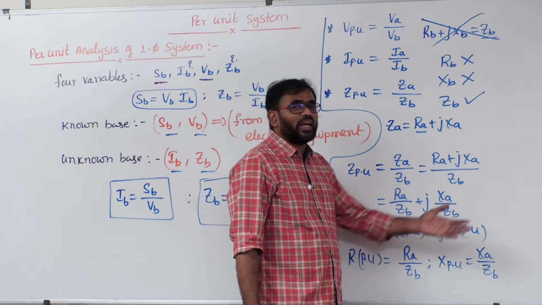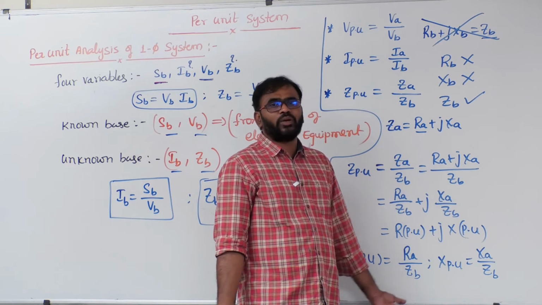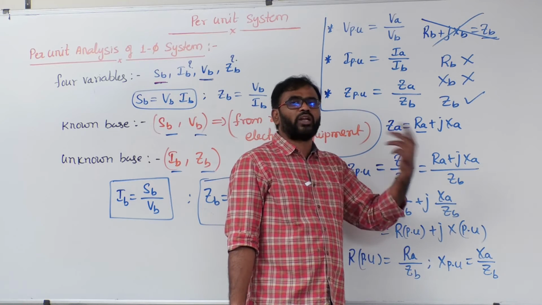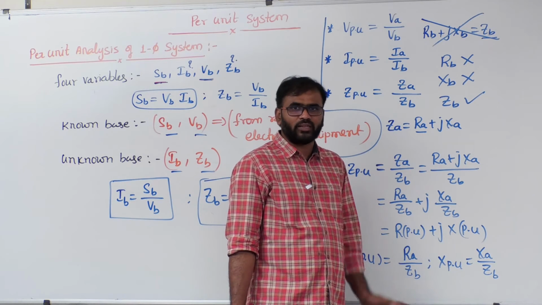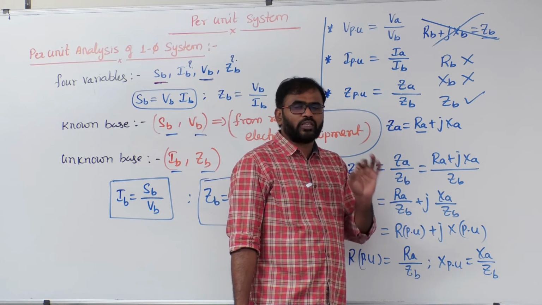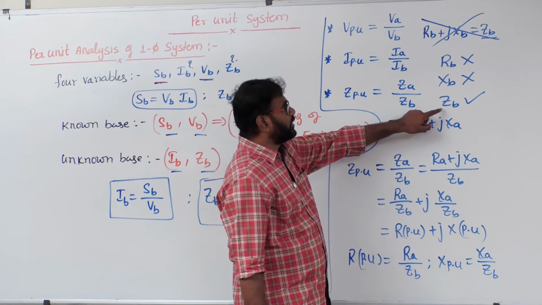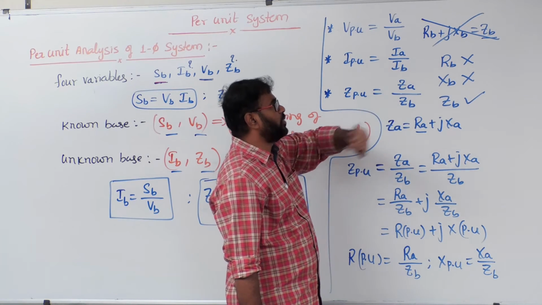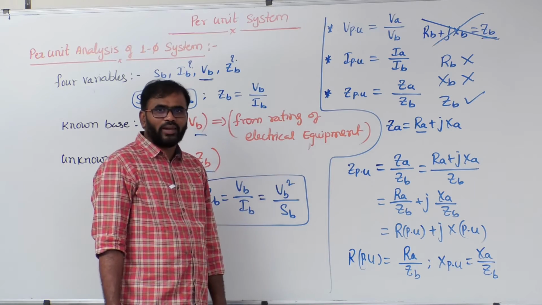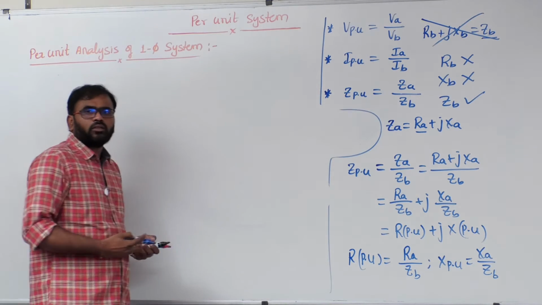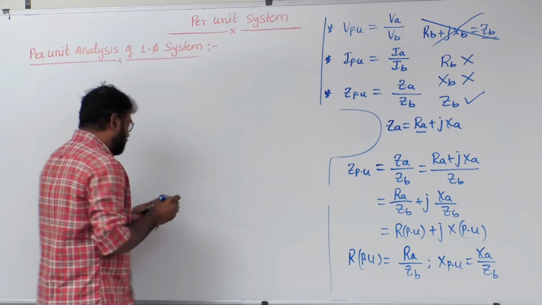Because if you define R base and X base, then Z base would have magnitude and phase angle. That is a blunder. There is no phase angle for base quantities. So only Z base is valid. R base and X base are not valid. Similarly, we will define the complex power in per unit form.